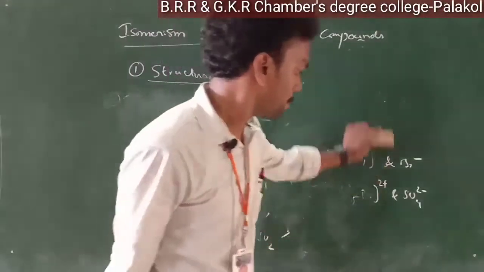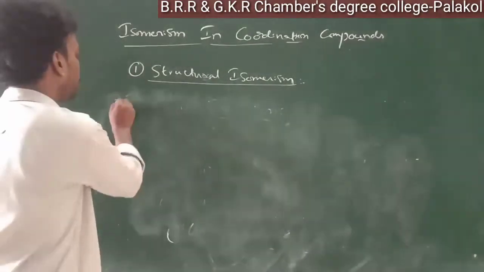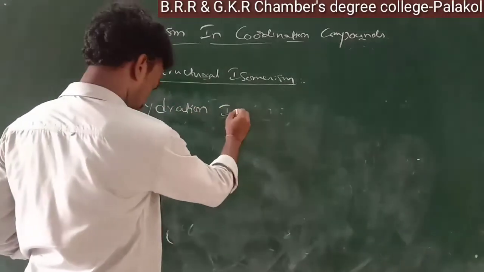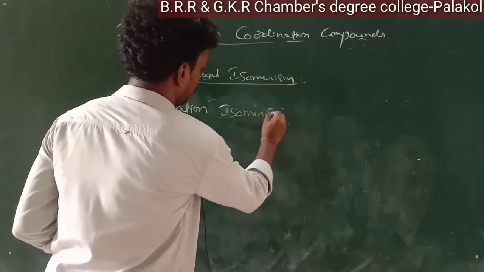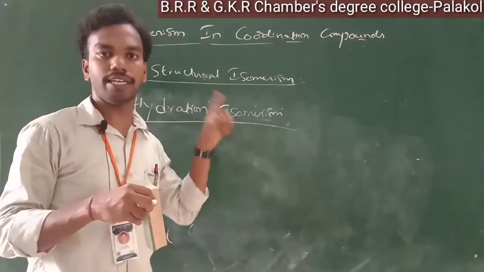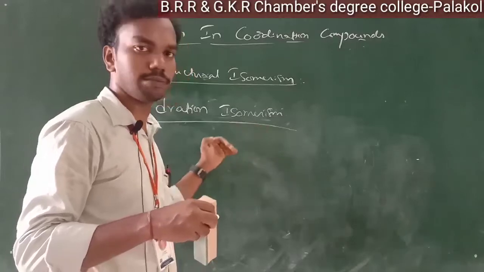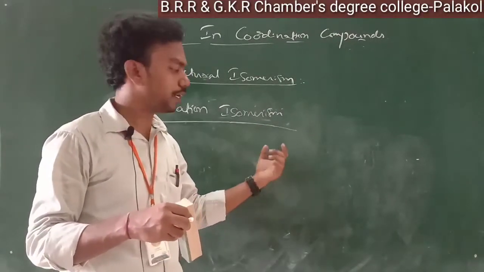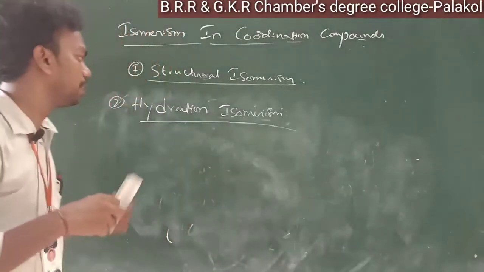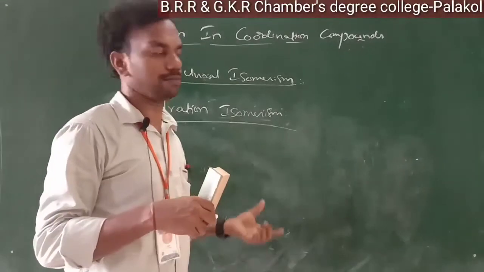The second one is hydration isomerism, right? So hydration is a special type of ionization isomerism. In ionization isomerism, both are negative ions, so negative ions are interchanging between the coordination sphere and the ionization sphere. Here the solvent molecule will interchange with the anionic ligand, the negative ions.